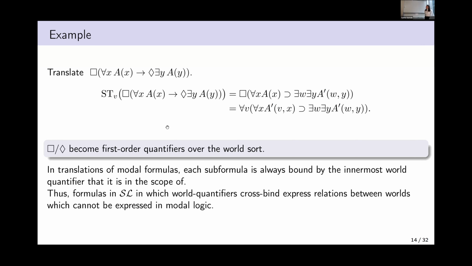So one key point here is that in translations of modal formulas, each formula is always bound by the innermost world quantifier in the scope. And so formulas in SL in which world quantifiers cross-bind express relations which are not expressible in S5. So actually, from the translated formula in the two-sorted first-order logic, we can see that the formula originally comes from modal S5.